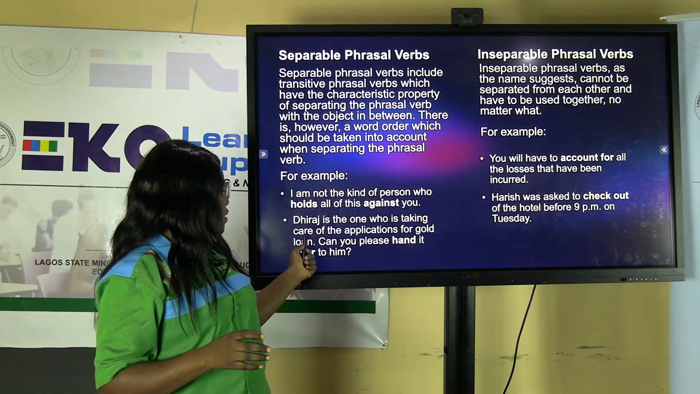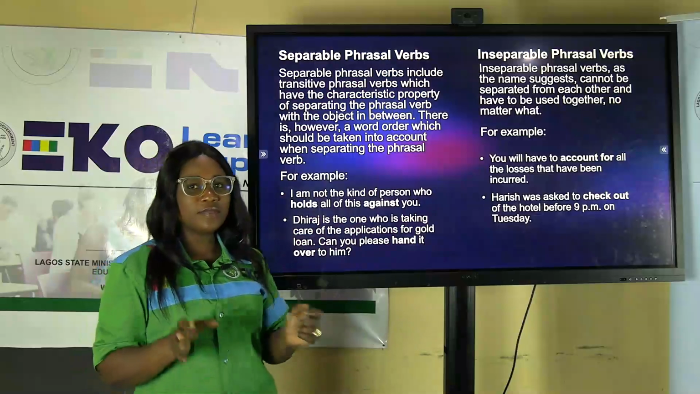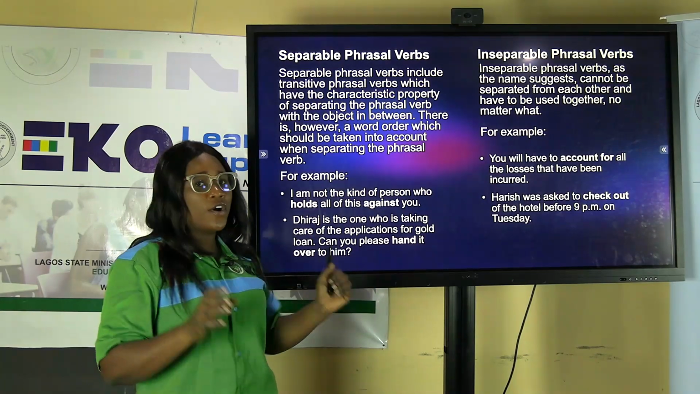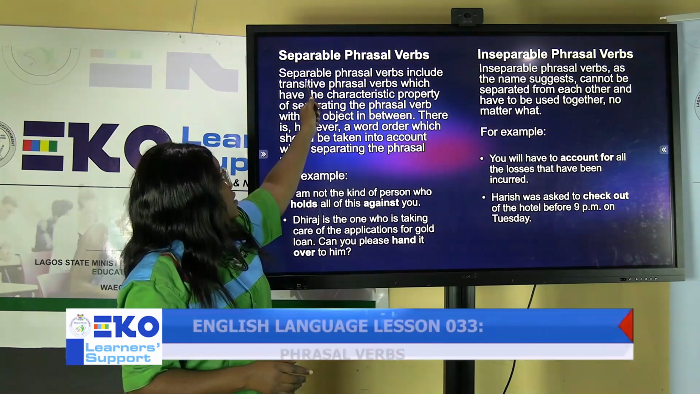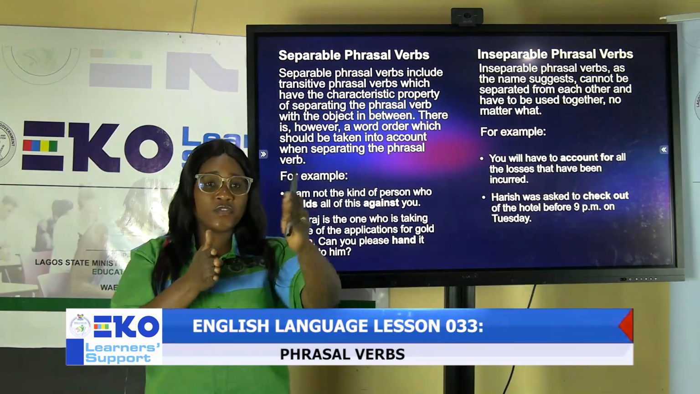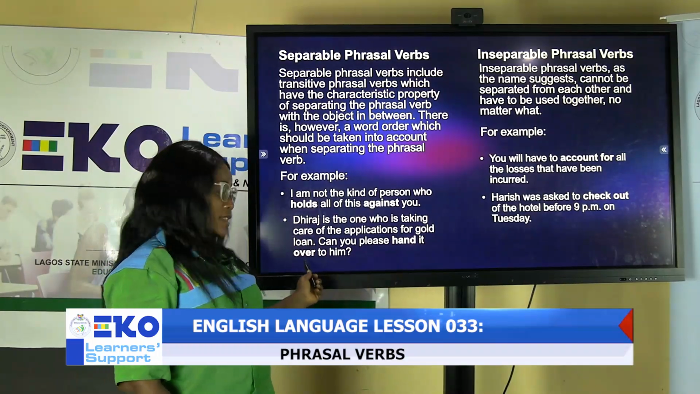Look at the second example. Dhiraj is the one who is taking care of the applications for gold loan. Can you please hand it over to him? It here is the object. Hand over is the phrasal verb. Because it's a separable phrasal verb, of course, the object comes in between the first part and the other part of the phrasal verb, and then we have hand it over.